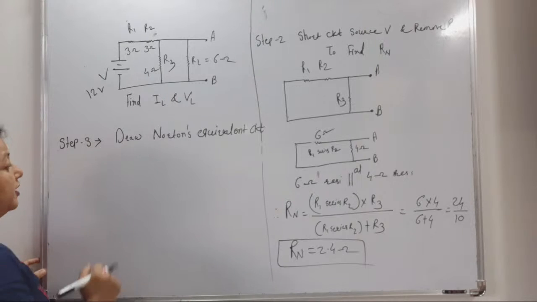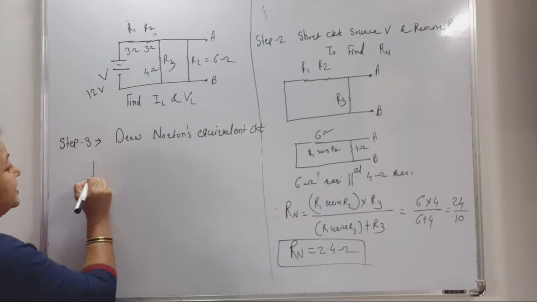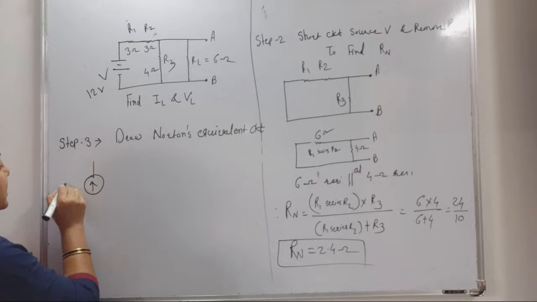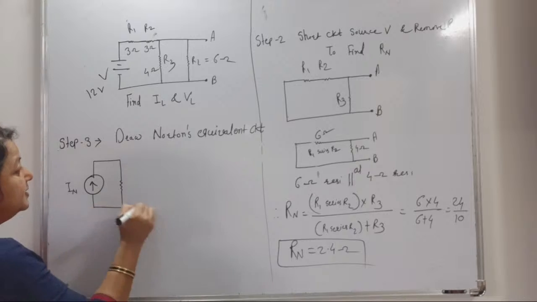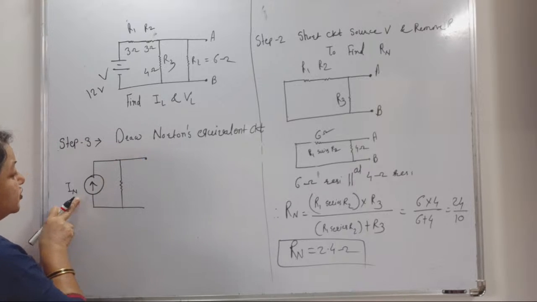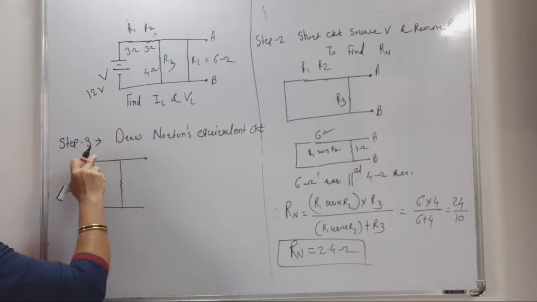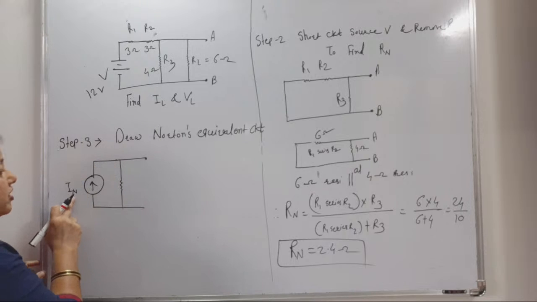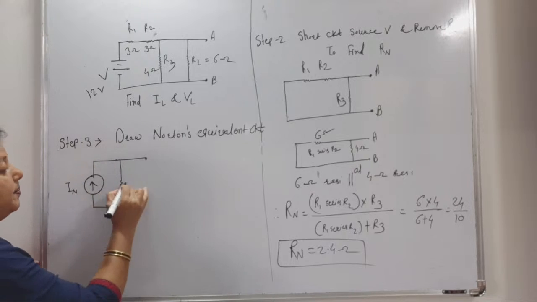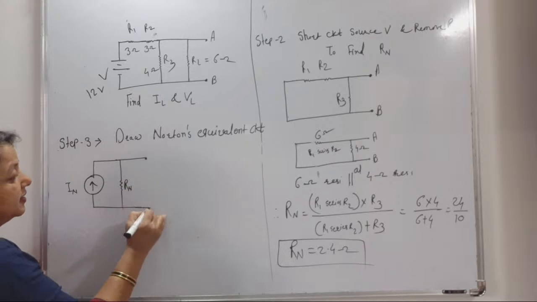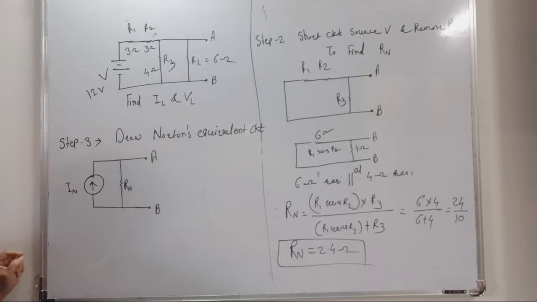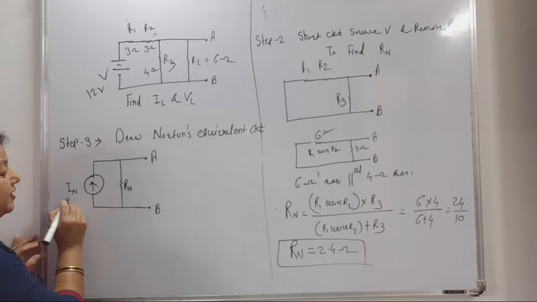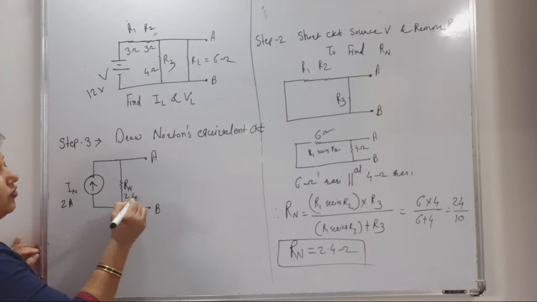Draw Norton's equivalent circuit. That is, here your source and here that resistance RN is in parallel, because that one is a current source. Whenever there is a voltage source, that resistance is in series, but for a current source that resistance is in parallel. Okay. Now this one is a Norton's equivalent circuit where we get IN 2 ampere and here RN 2.4 ohm.